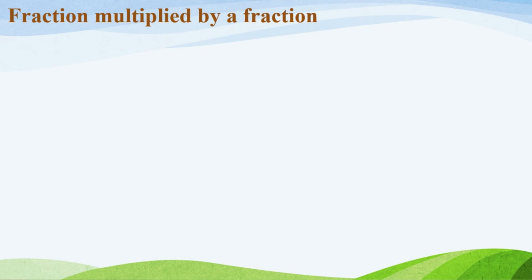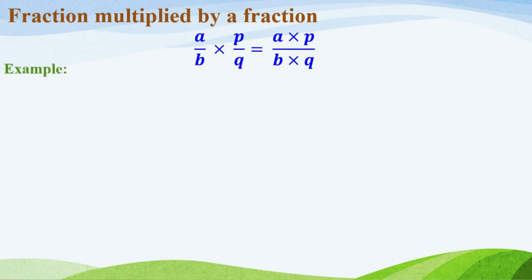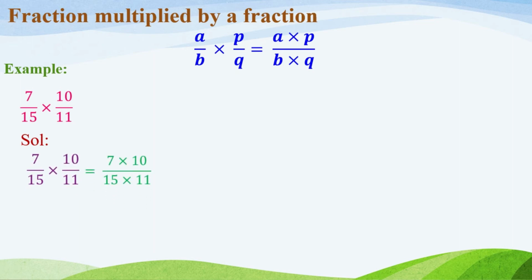Let's see fraction multiplied by a fraction. That means a by b into p by q. It can be written as a into p divided by b into q. Let's see the example. 7 by 15 into 10 by 11. Here given 7 by 15 is a fraction multiplied by another fraction 10 by 11. Let us find the solution. 7 by 15 into 10 by 11. It can be written as 7 into 10 divided by 15 into 11.